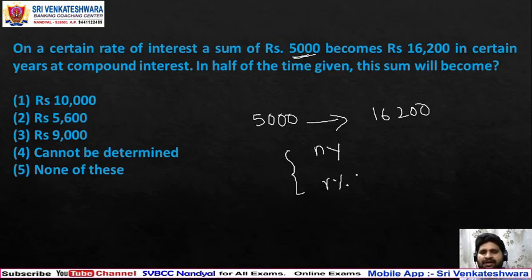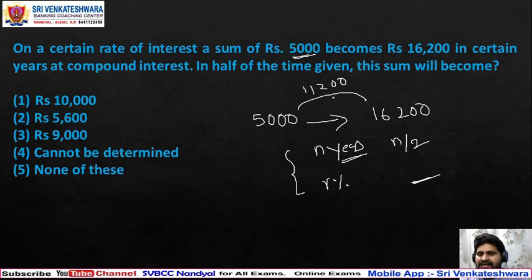Clear? Now in half of the given time, so whatever the time you are taking, n years, in half of that time period you have to take it. Clear? And they're asking how much the sum will become. Look at here, 5,000 is becoming 16,200, means how much is increasing? 11,200 is increasing.